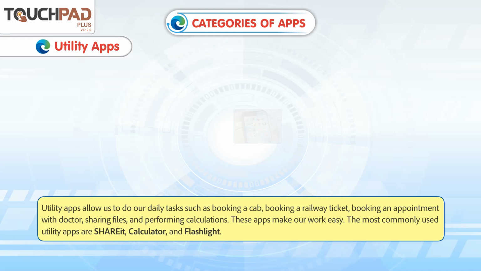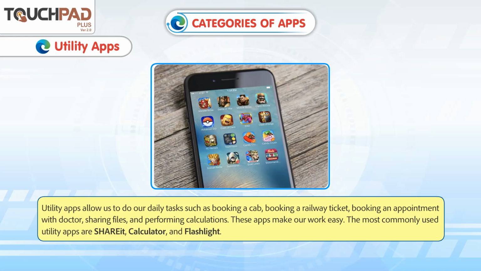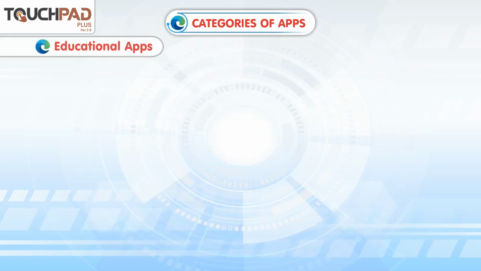Utility apps. Utility apps allow us to do our daily tasks such as booking a cab, booking a railway ticket, booking an appointment with doctor, sharing files, and performing calculations. These apps make our work easy. The most commonly used utility apps are ShareIt, Calculator, and Flashlight.